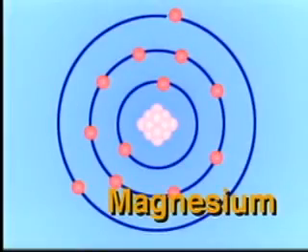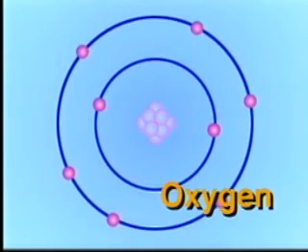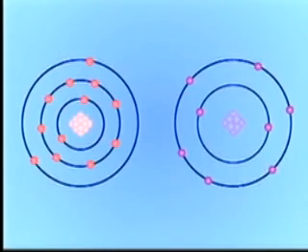Here you can see an atom of magnesium with 2 electrons in its outermost energy level, and an atom of oxygen that has 6 electrons in its outermost energy level.